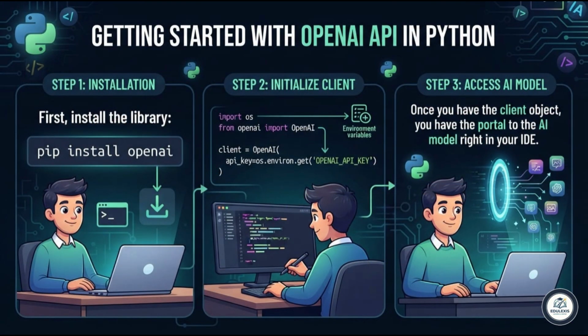First, install the library: pip install openai. Once installed, initialize the client object in Python. We'll use the os module to import the API key from our environment variable. This ensures our script is production ready. Once you have the client object, you have the portal to the AI model right in your IDE.